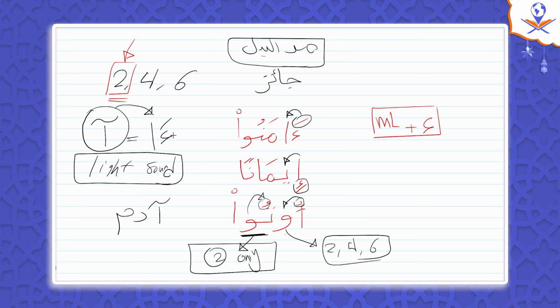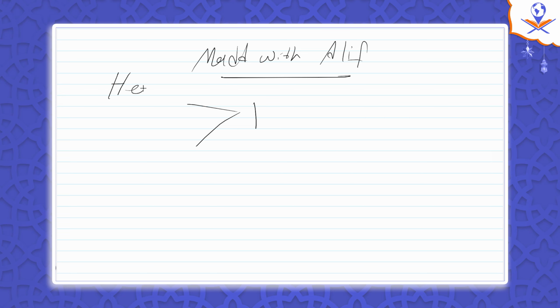So a Hamza, and as you know, this alif depends on the previous letter. If the previous letter is light, then it's light. If the previous letter is heavy, then it's heavy. You know this? Okay. Like the mad letter is heavy or light? Alif. Mad with alif. This alif is heavy or light? This alif can be heavy or light.